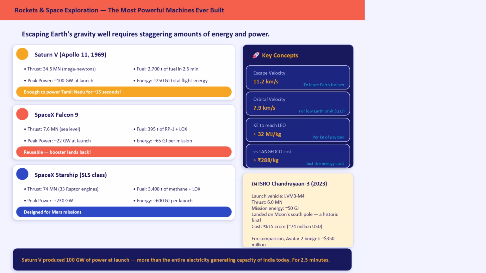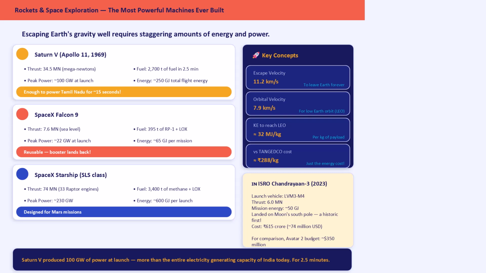Closer to home, ISRO's Chandrayaan-3, launched in 2023, used the LVM-3 rocket and successfully landed on the moon's south pole, a world first, at a total mission cost of just 615 crore rupees. For context, Avatar 2 cost nearly 5 times more.